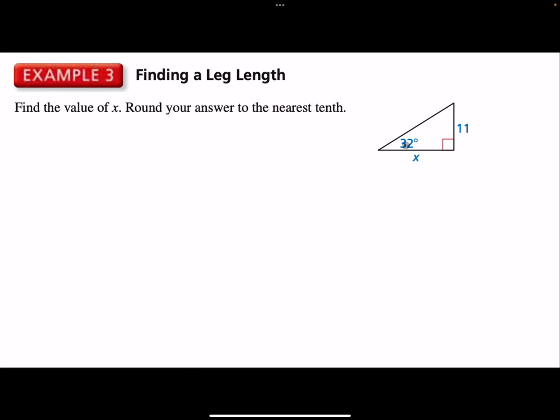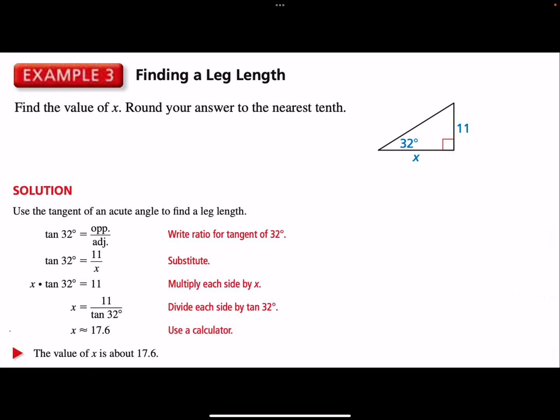So I can actually set this up and solve by taking the tangent of 32 and setting it equal to the ratio of opposite over adjacent. I know that if this is my theta, 11 is opposite of this angle and the adjacent is x. So I would set this up this way. Tangent of 32 equals 11 over x.